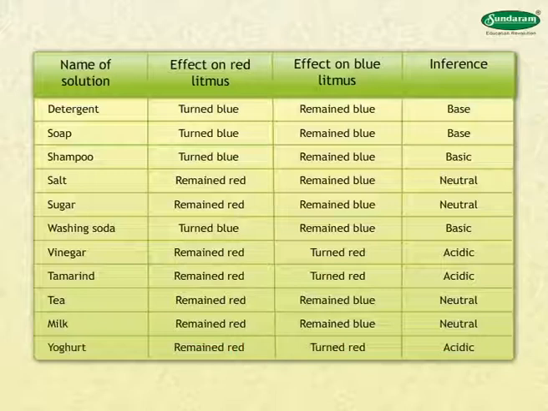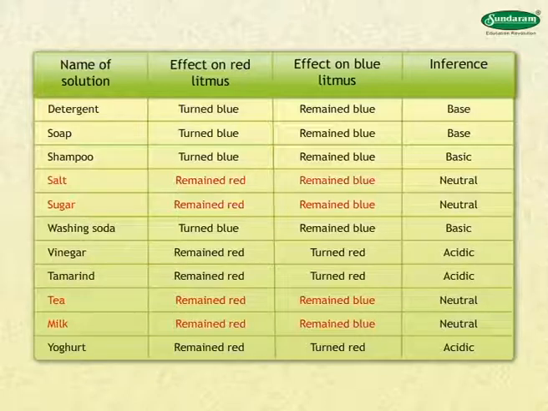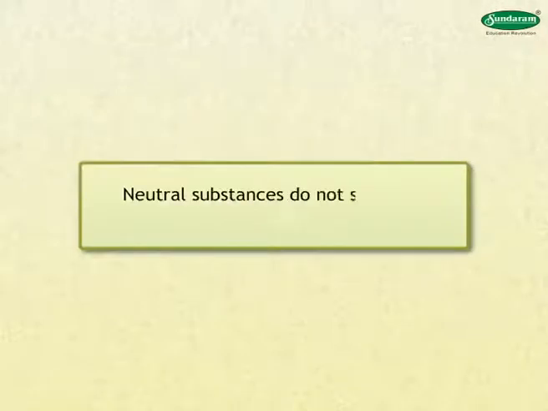From the list of the substances, solutions of salt and sugar, tea and milk did not show any effect on the color of the litmus paper. Those substances which do not affect either red or blue litmus paper are said to be neutral substances. Neutral substances do not show the properties of either acids or bases.